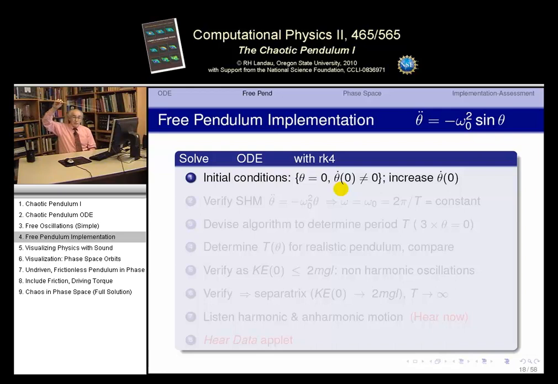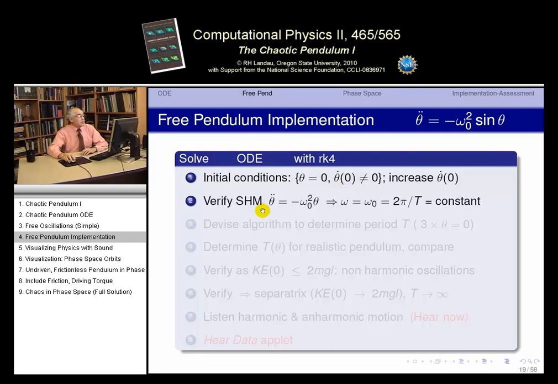If you just start off with large theta, the best you can do is try to have it balanced upright. But you want it so you can give it enough theta dot to eventually have it go over the top. Okay, so that's a good way. So start off with very small theta dots, minuscule, and then increase it till something interesting happens.